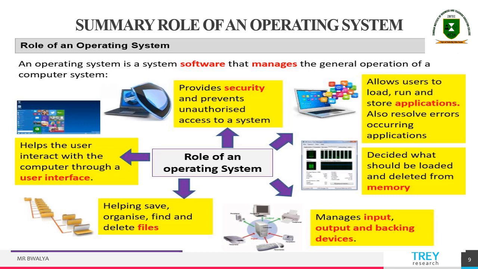The other role is helping save, organize, find and delete files. When you're using an operating system, you are able to save files, organize files, and name them with different names that you can easily remember when you're searching for them. There's also a provision for searching for a specific folder or file in case you've forgotten, and we are also able to delete files because of the operating system. So this is basically a summary of the roles of an operating system.